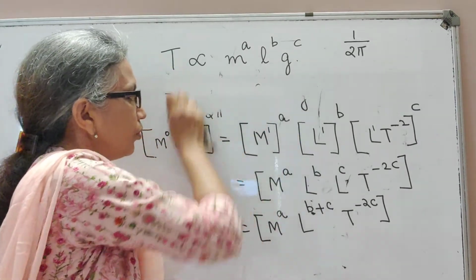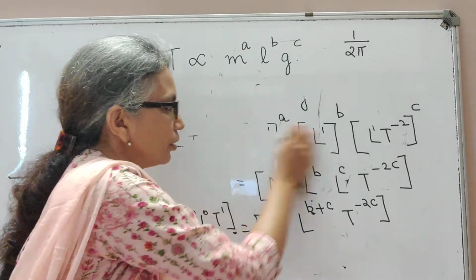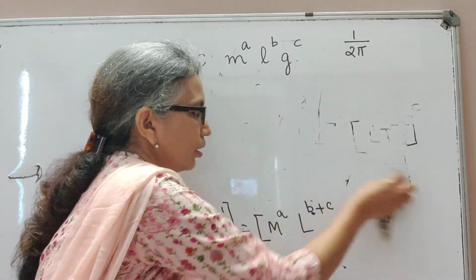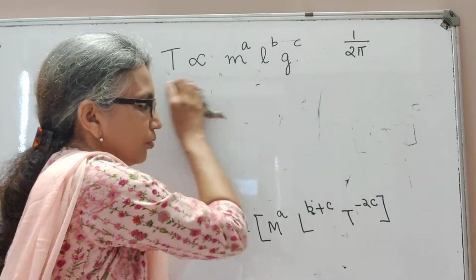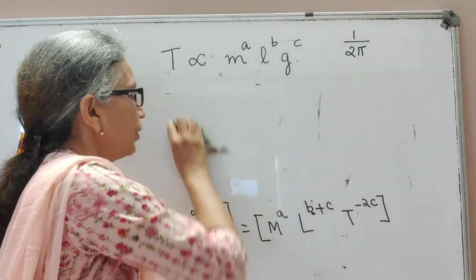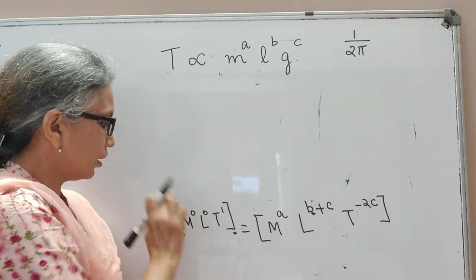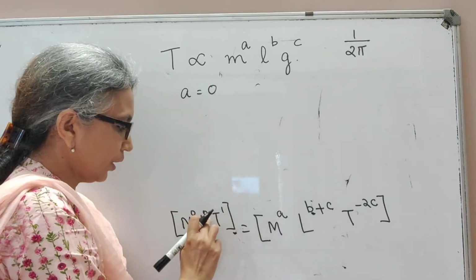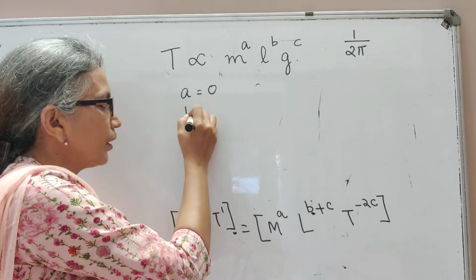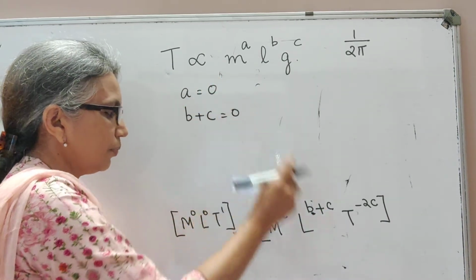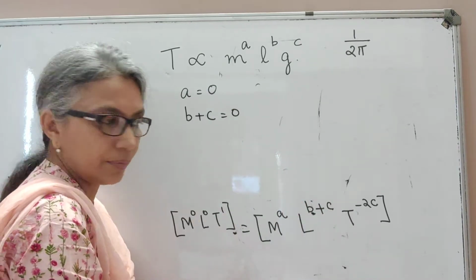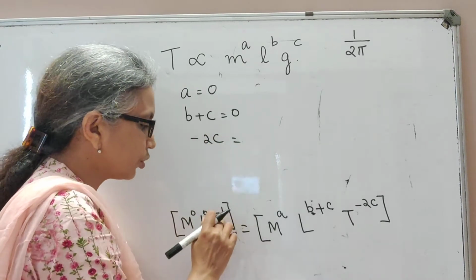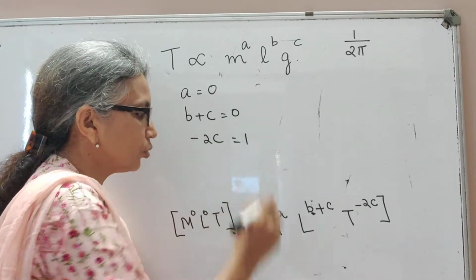So, we will now write that equation and solve for A, B, C. Okay. So, I am comparing and writing, 0 must be equal to A. So, A must be equal to 0. Then B plus C must be equal to 0 here because dimensions of length must be the same. Dimension of time period is minus 2C. Here the dimension of time period is 1. So it must be equal to 1.